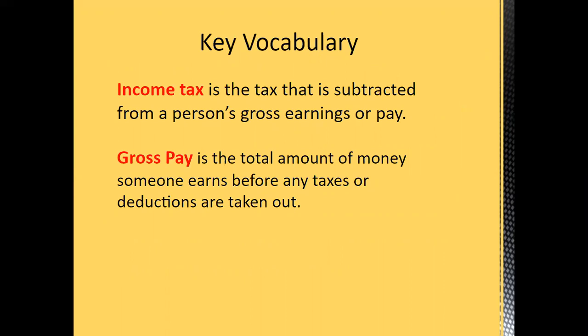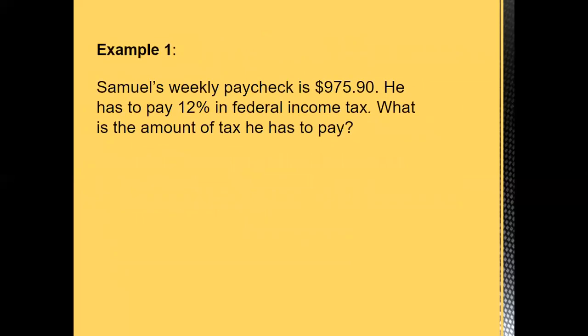And now that leads us to gross pay. So what is gross pay? Well, gross pay, that is the total amount of money that someone earns before any taxes or deductions are taken out. So before any money is taken or subtracted, that is what the gross pay is. It's just how much money the person earned. So make sure, again, income tax and gross pay are terms that you're going to see used a lot today and throughout this unit. So let's look at the first example.